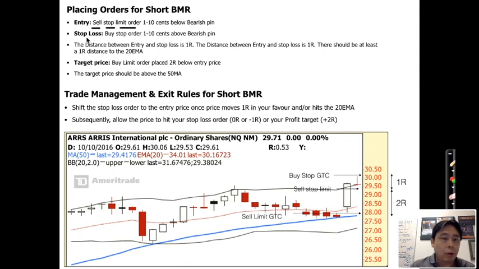We place our stop loss, which in this case is a buy stop order, because if it goes up and we're losing money, we're going to stop and buy it back straight away. So the buy stop order has to be a few cents above the bearish pin bar. Let's take a look at this.